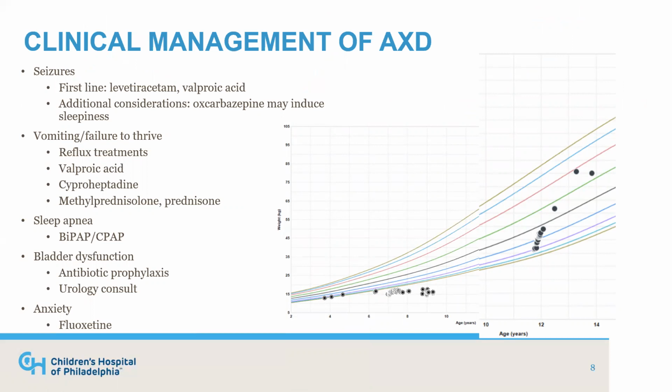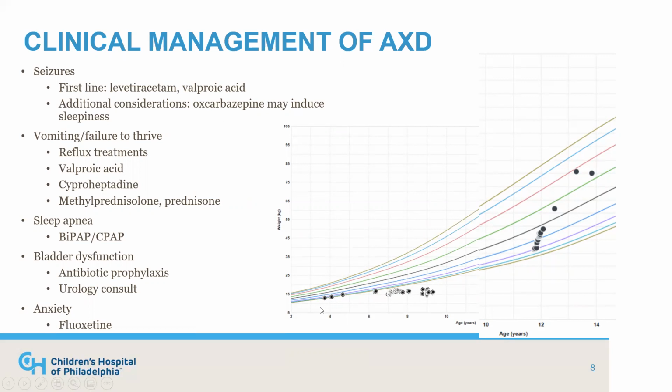Keppra, levetiracetam works very well, but I will often use valproic acid in Alexander disease because obviously it's a seizure medicine, and so it addresses the seizures. But valproic acid is also very helpful in terms of mood stability. There's a lot of frontal white matter involvement in Alexander disease. So valproic acid helps with mood stability, and it also helps with vomiting. I've used it in non-Alexander disease in cyclic vomiting syndrome and some other diagnoses.